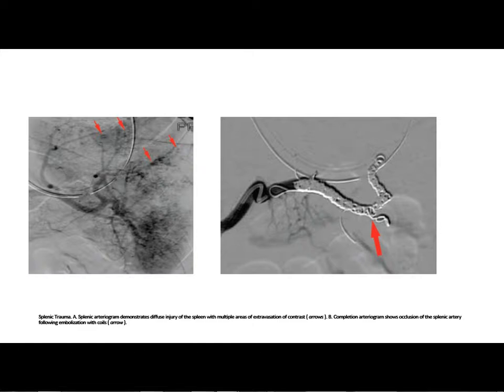In this example of splenic trauma, a splenic angiogram demonstrates diffuse injury of the spleen with multiple areas of extravasation. B shows occlusion of the splenic artery following embolization with coils.